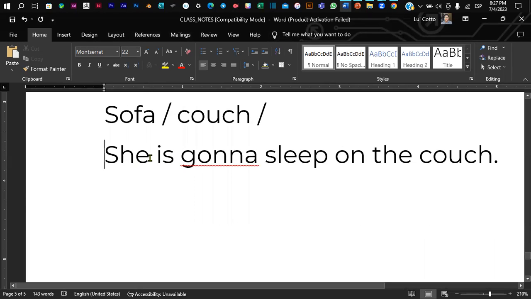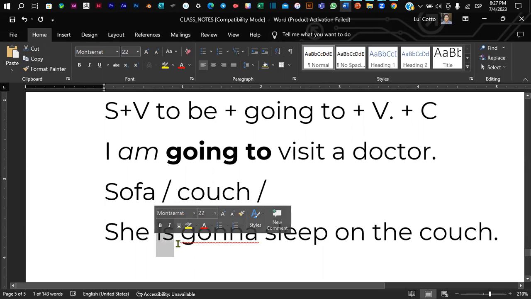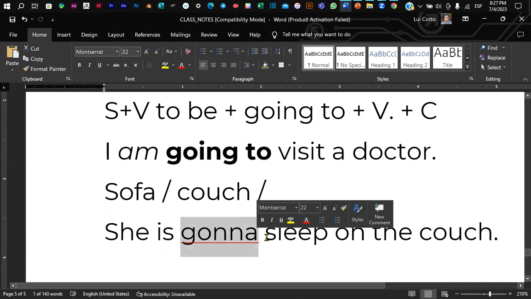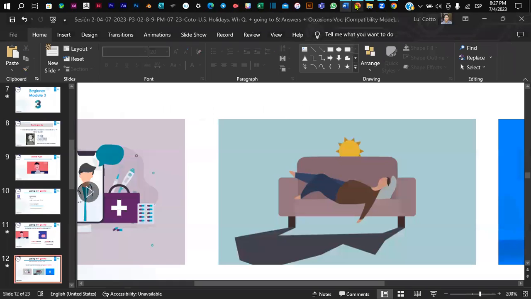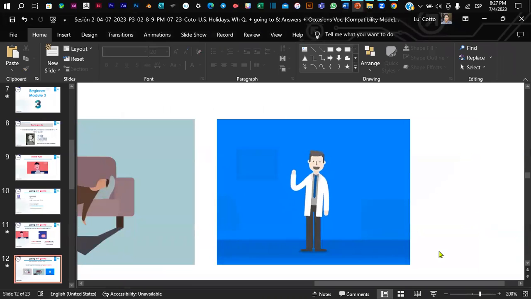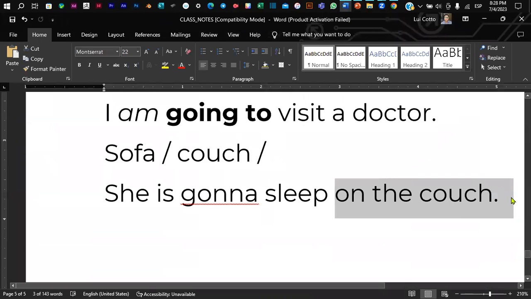Okay, very good. See? Subject, she. The verb, in this case, is, because of the subject. Gonna, informal, the verb, and the complement. Okay, pretty good, pretty good. The next picture, what is that picture with the subject? With the subject he. Informal, formally speaking. Can you complete it?